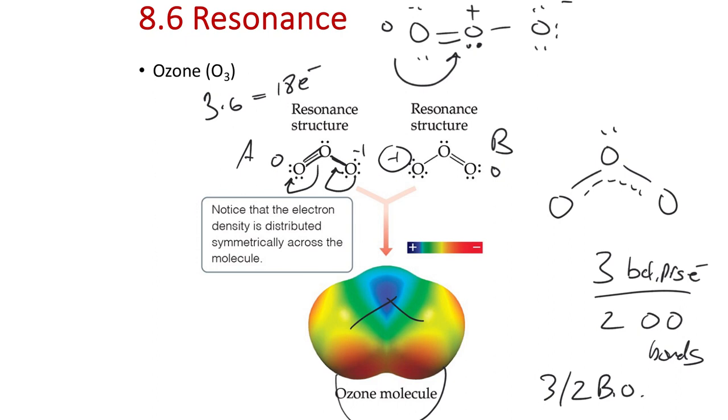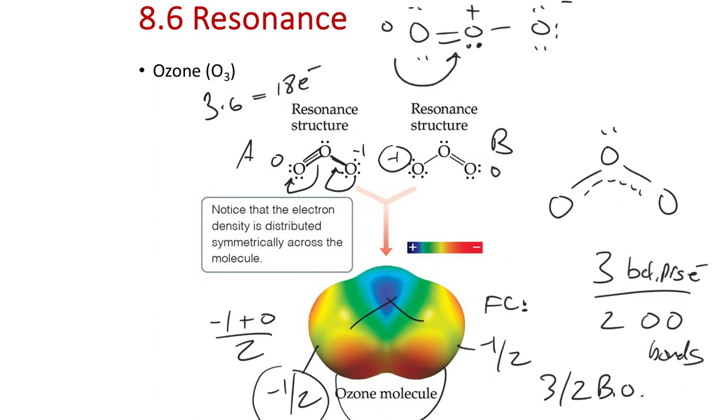So we look at this O here and see it's either -1 or it's 0. Those are the two possibilities. So the charge on that O would be about -1/2, and that's its formal charge. So we're just averaging out those two formal charges.